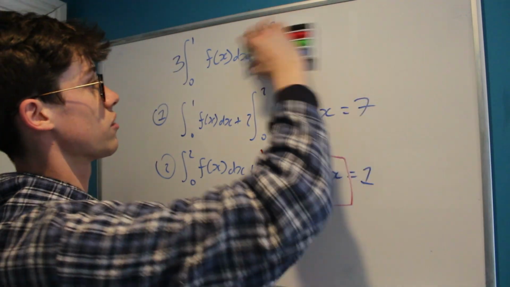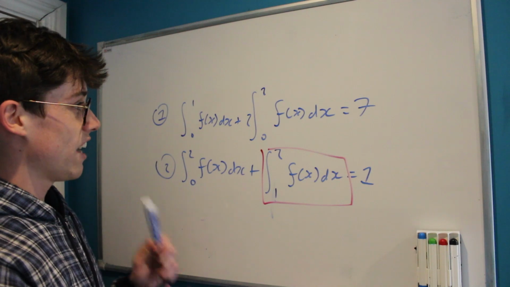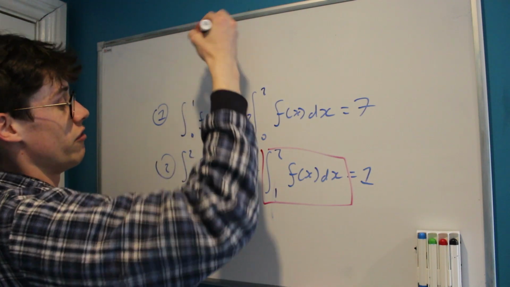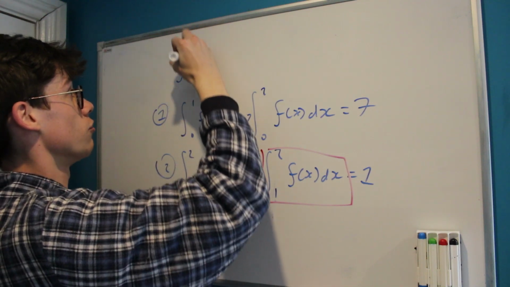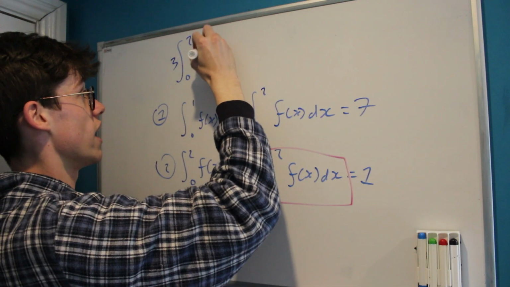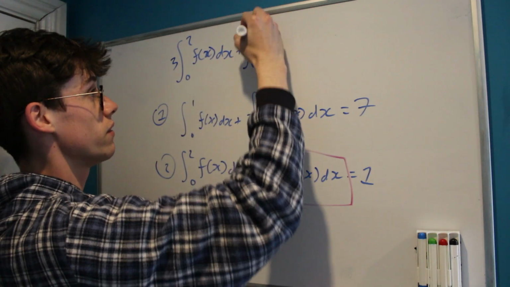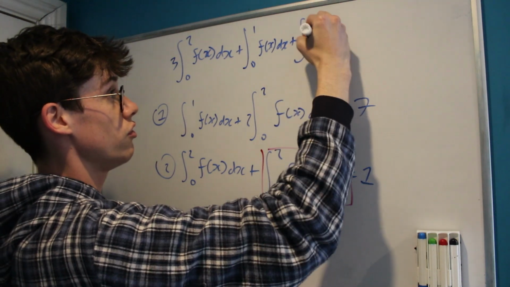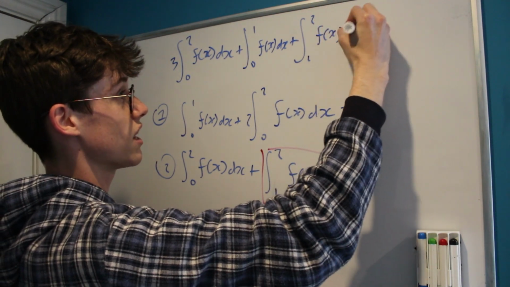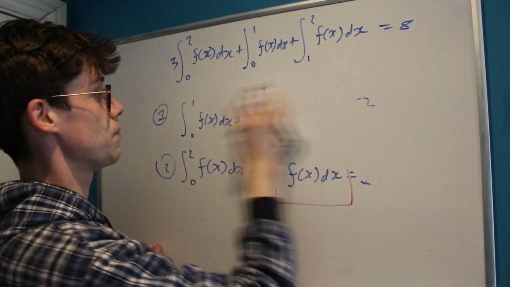That's going to give us a new expression, which I'm going to write at the top. So we're going to add an extra integral from 0 to 2 of f of x dx, and I've already got 2 over here, so that's going to give me 3 times the integral from 0 to 2 of f of x dx, plus our integral from 0 to 1 of f of x dx that we have from our first equation, and then plus our integral from 1 to 2 of f of x dx that we have from our second equation, and this is all equal to 7 plus 1, which is 8.